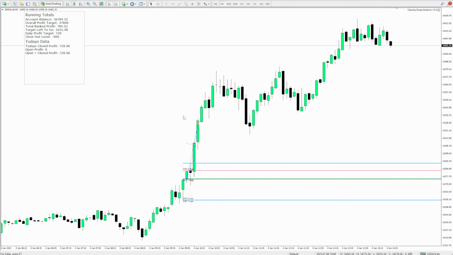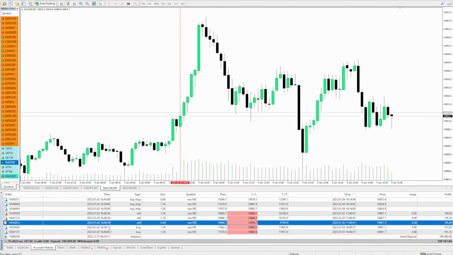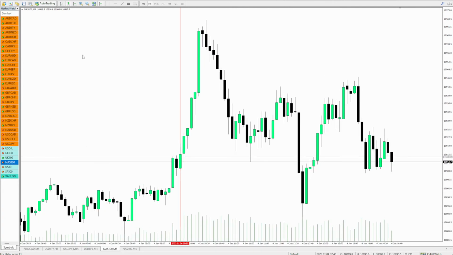Any questions on the strategy at all at the moment? Let me know now, because now I'm going to cover the EA. But obviously, if there's any questions on the strategy, it would be good to get those out of the way now. Right. It doesn't look like there's any questions, which is good. It means I've explained it properly.